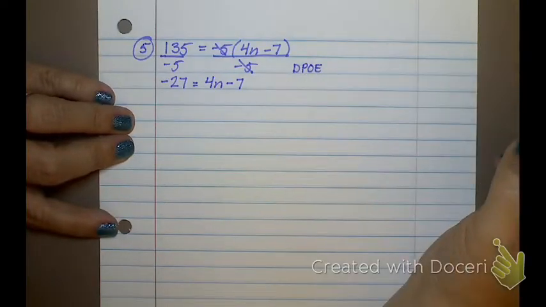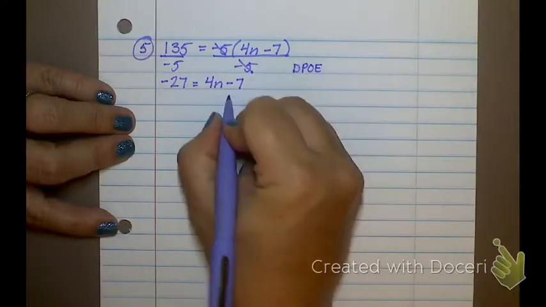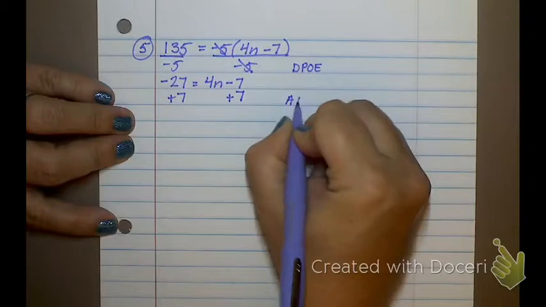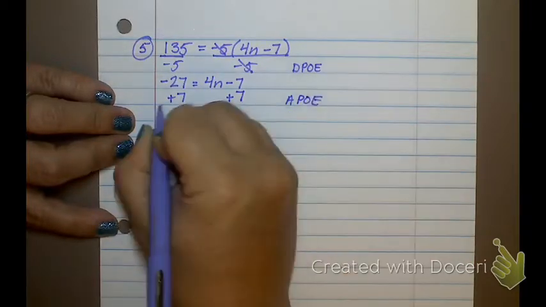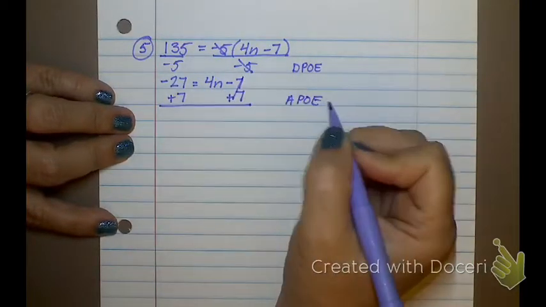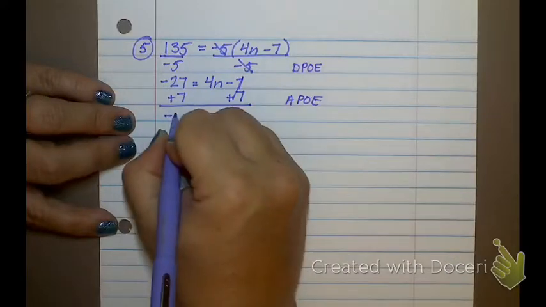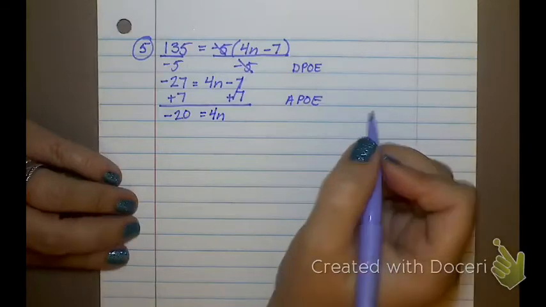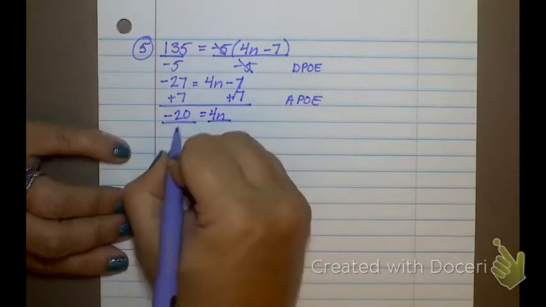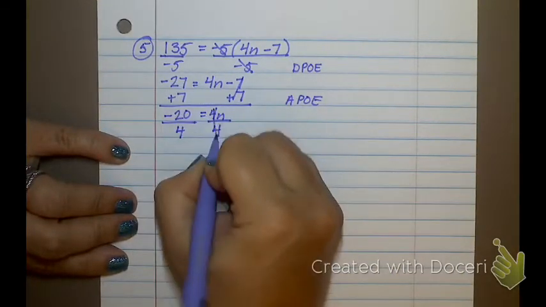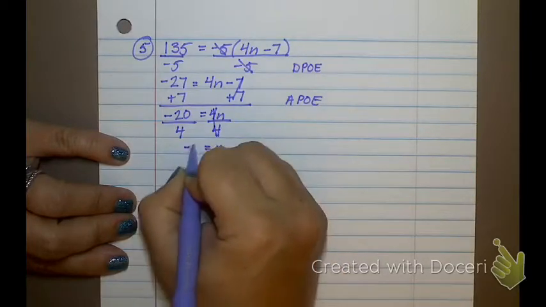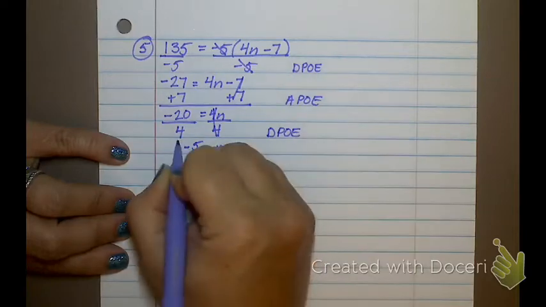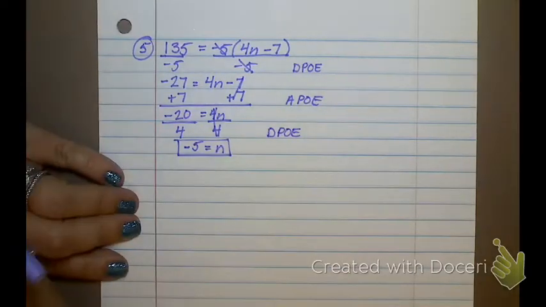Okay, what do I do next? Add 7 using my APOE. Yeah? What is negative 27 plus 7? Negative 20 equals 4n. And one more step. Divide by 4. And n equals negative 5. That was my DPOE again. And negative 5 is my answer.